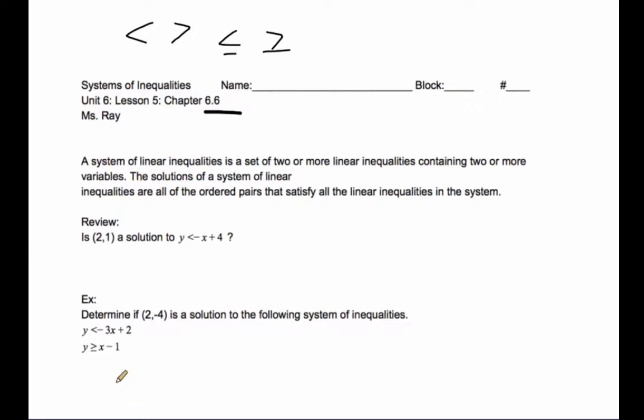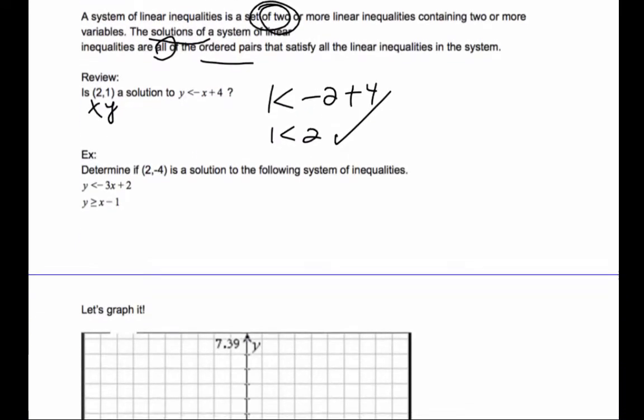The solutions of a system of linear inequalities are all of the ordered pairs that satisfy all the linear inequalities in the system. So if I have two linear inequalities, then if the ordered pair works for both inequalities, then it would be a solution. So let's look at the first example.